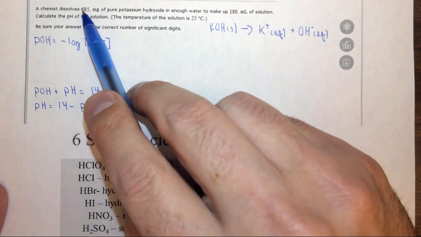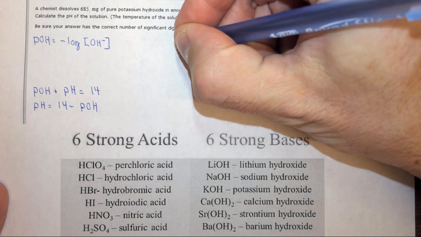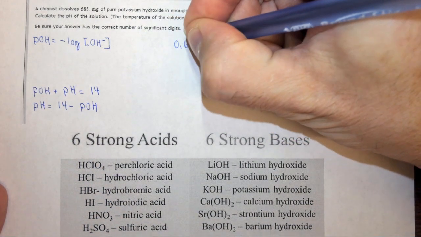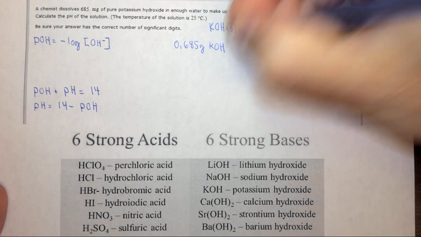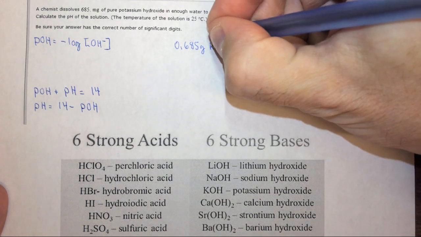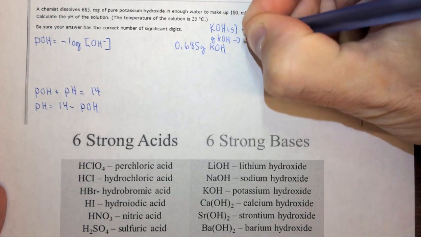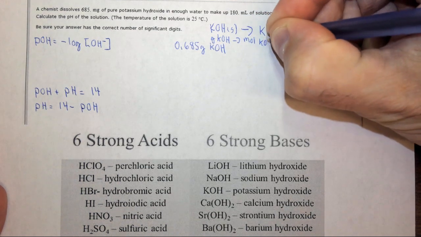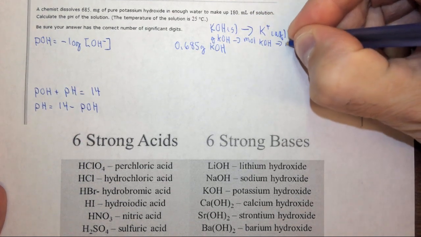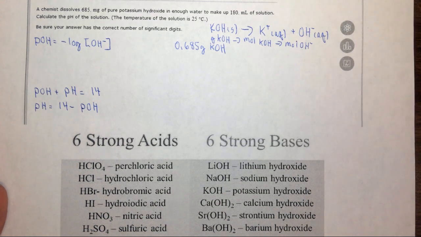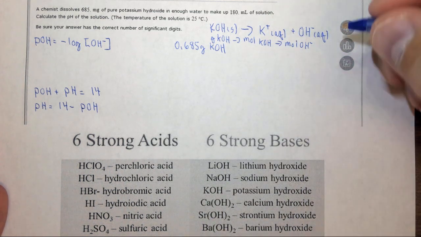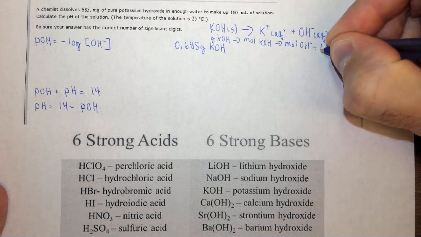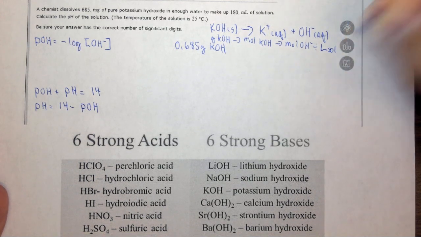So let's do that. Let's start with 0.685 grams of KOH. And then we want to convert from grams of KOH to moles of KOH. Once we have moles of KOH, we want to convert it to moles of OH-, because that's what we're actually going to plug in. Some of the strong bases have multiple OHs, so we want to convert to moles of OH-. This one doesn't, but that's okay. And then we want to divide by the volume in liters of solution to find the molarity.